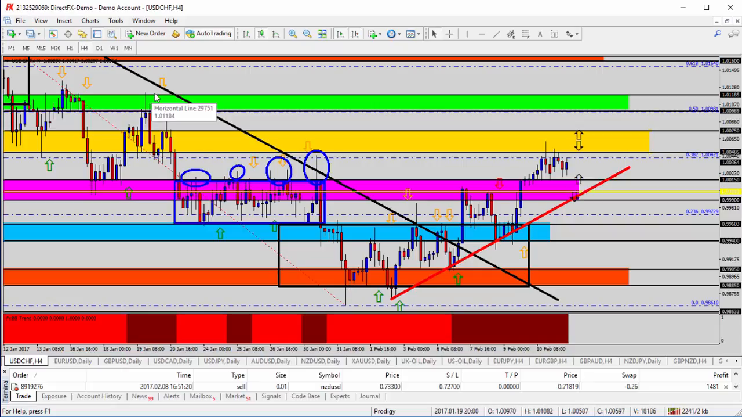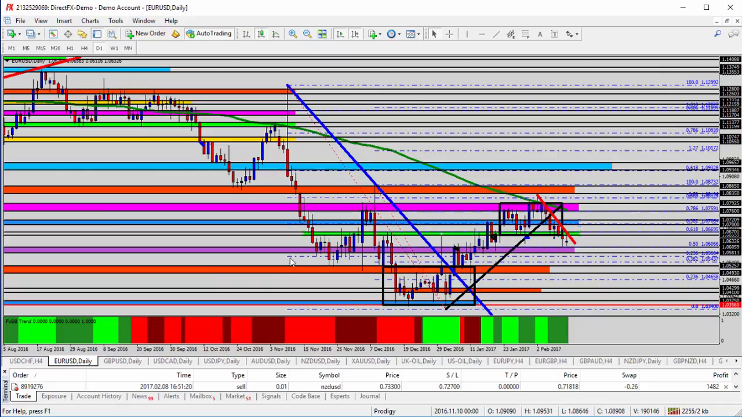Sellers looking for a reversal from the previous downtrend, you're looking at the yellow zone. Just be aware, a break above that yellow zone continues our current bullish pressure that we see here for the dollar franc. Just the opposite of that, euro. We see, again, the trend lines here. The black trend line, the red trend line.